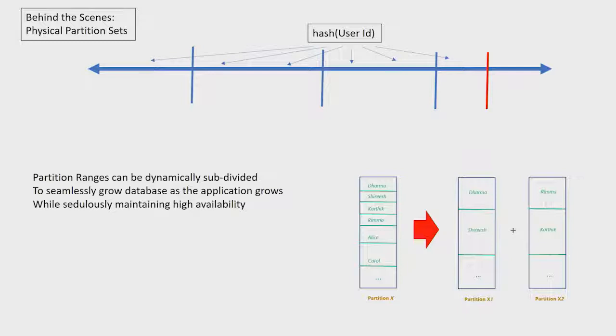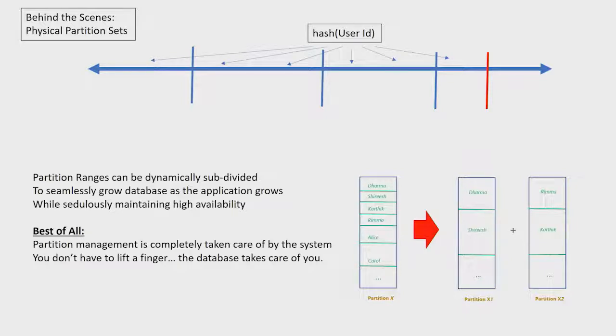And this is all happening behind the scenes. You don't even need to lift a finger. Basically, the database will grow, or rather your container will grow as your application grows. It'll do this while simultaneously maintaining high availability. Sorry for the typo on the slide. And basically, this is the under-the-scenes look of Cosmos DB.